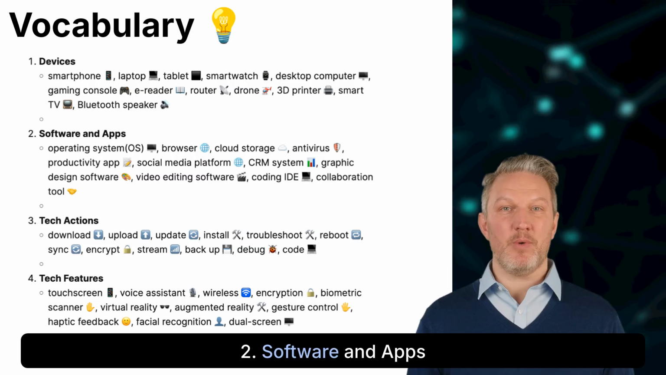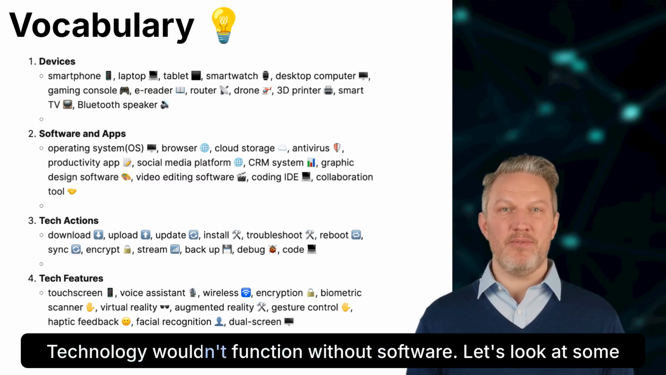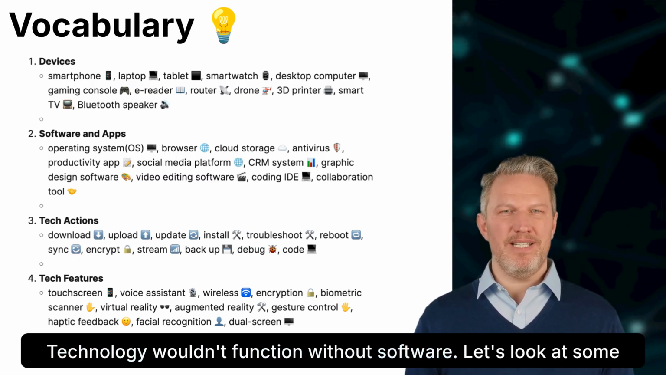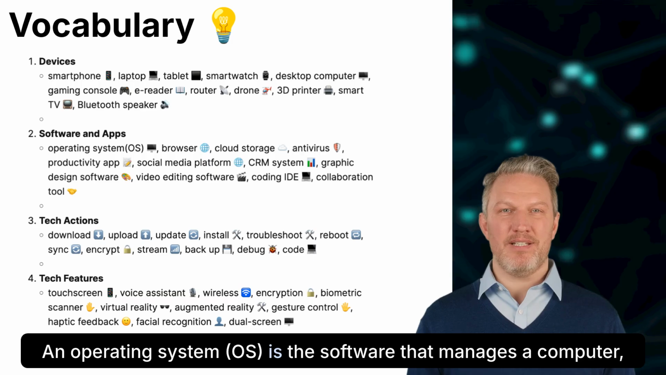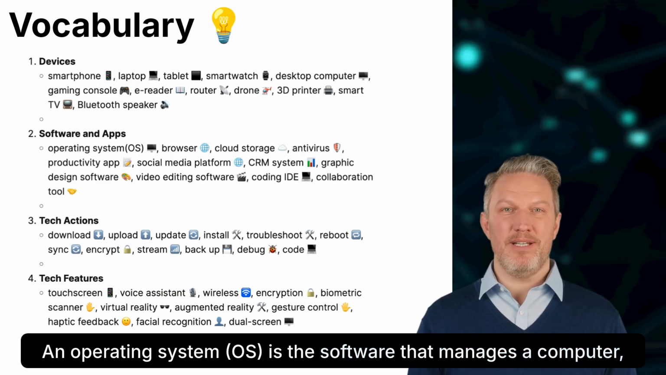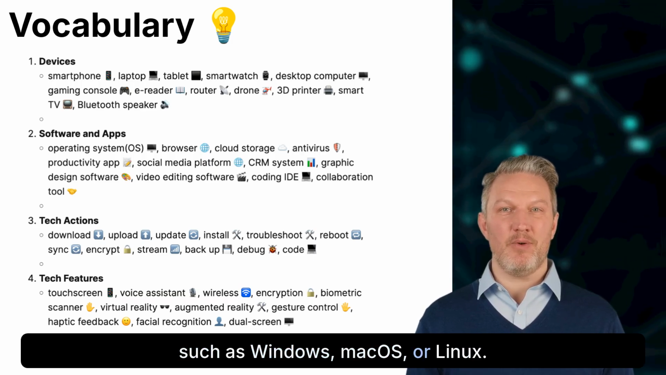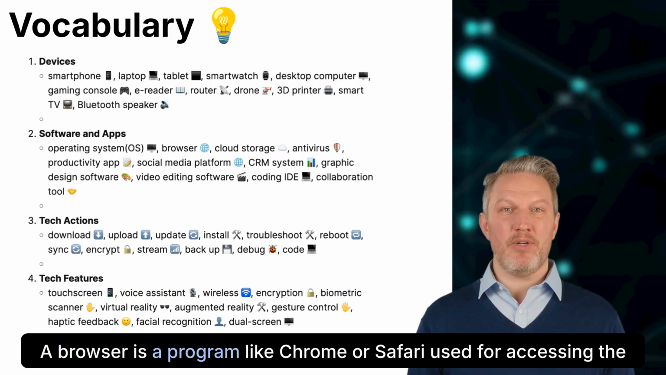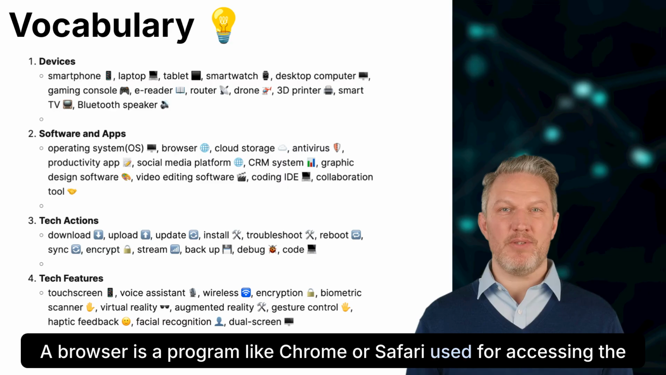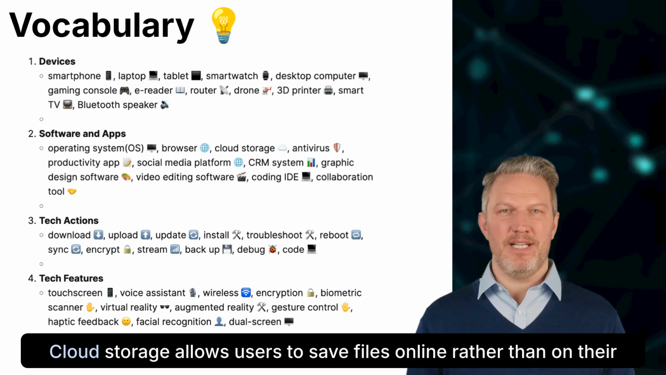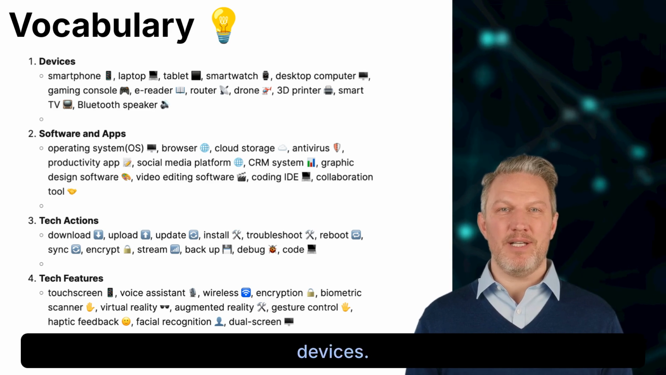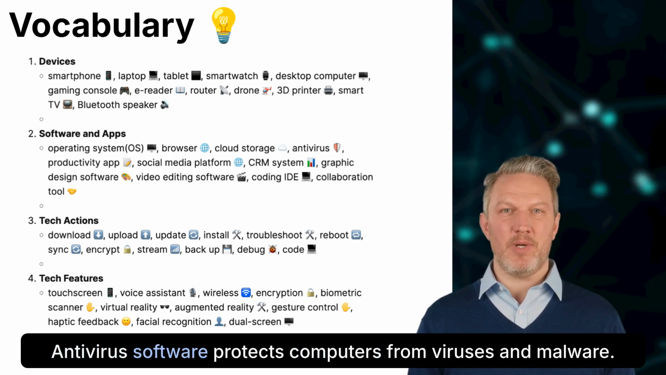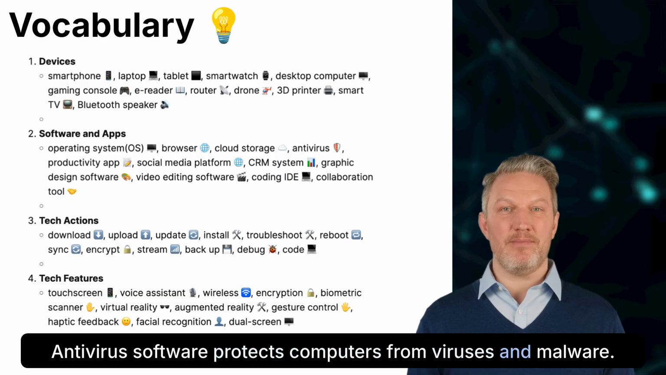2. Software and apps. Technology wouldn't function without software. Let's look at some common terms. An operating system, OS, is the software that manages a computer, such as Windows, Mac OS, or Linux. A browser is a program like Chrome or Safari used for accessing the internet. Cloud storage allows users to save files online rather than on their devices. Antivirus software protects computers from viruses and malware.